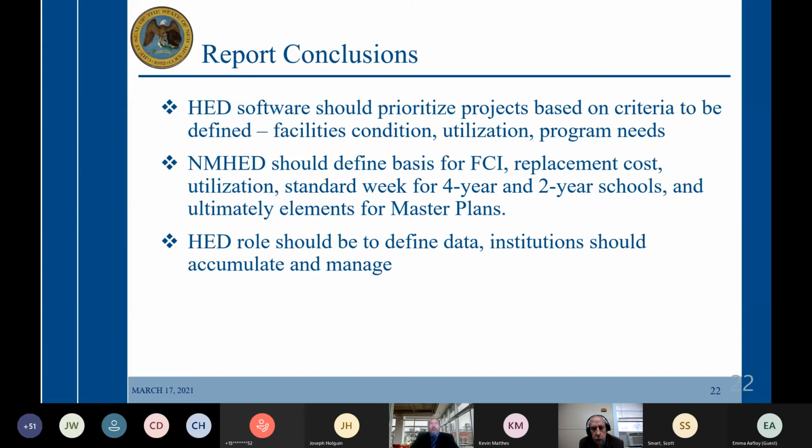So we had some conclusions, and I'm going to talk about these in some detail in a minute. We recommended that HED software should prioritize projects based on a defined criteria, and we listed facilities condition. Gerald has already talked about how important that is. Utilization, we've all been interested in utilization for a number of years, and program needs. What are the programmatic needs? And we also include in that, something that should be able to change as priorities change.